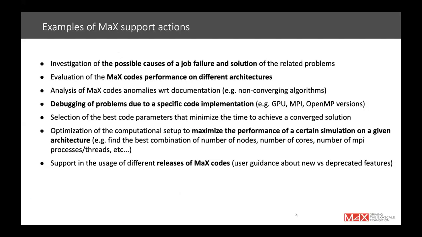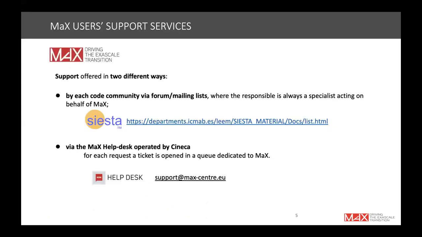This slide is only to give you some examples of mass support actions. Mass offers support in two different ways: by its code community via forum and mailing list. As you might well know, there is the Siesta mailing list where you can put your questions and answers. And they also offer support via the mass help desk operated by Shineka.